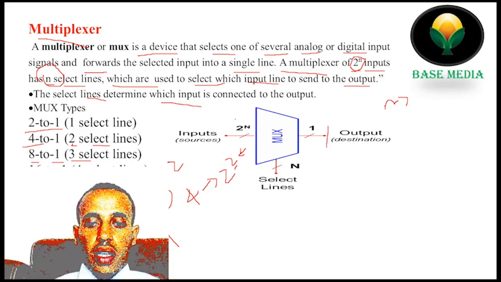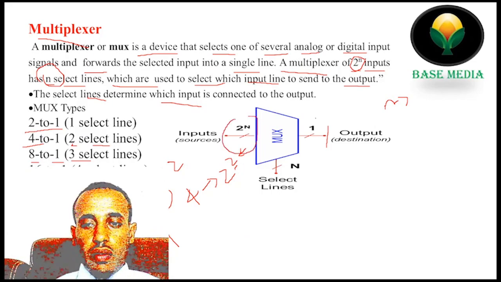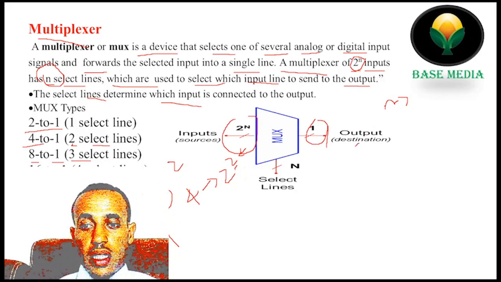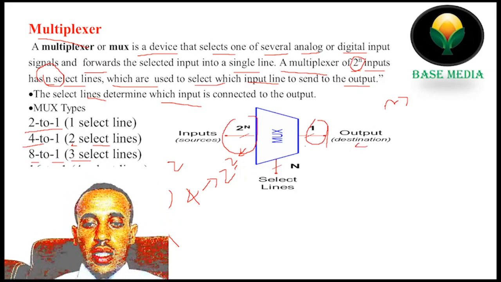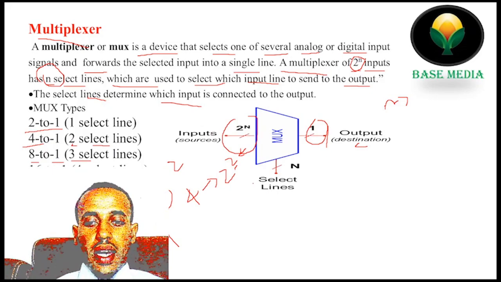So if we have 2 to the power of n inputs and we have one output, or at the destination we get one output, this device we call a multiplexer. It is one kind of combinational circuit, and we have the selected lines.